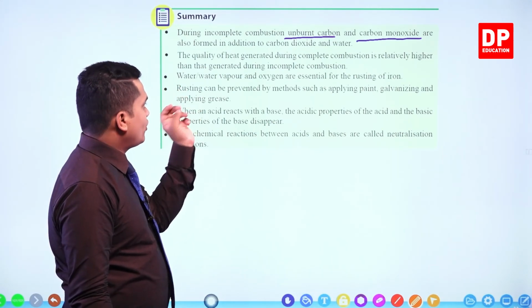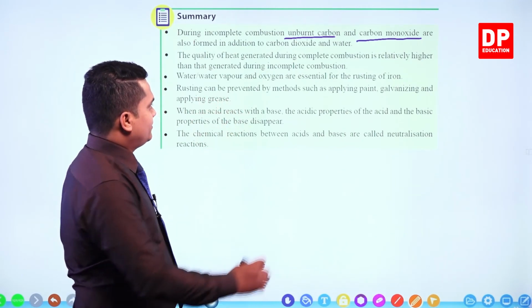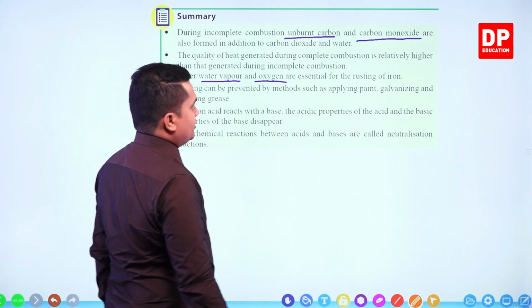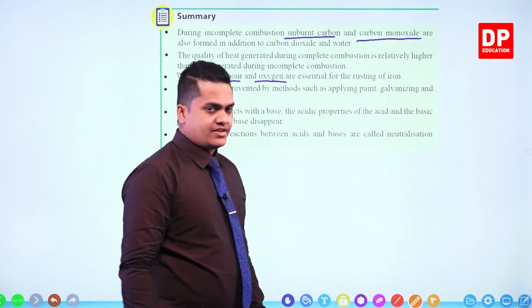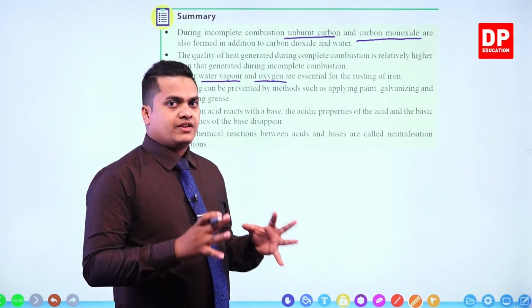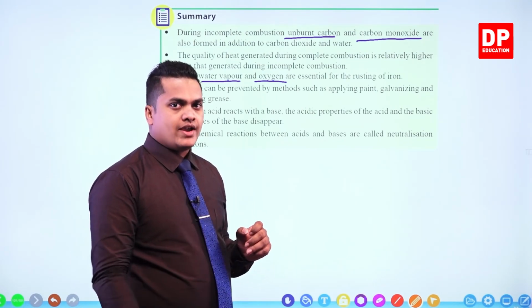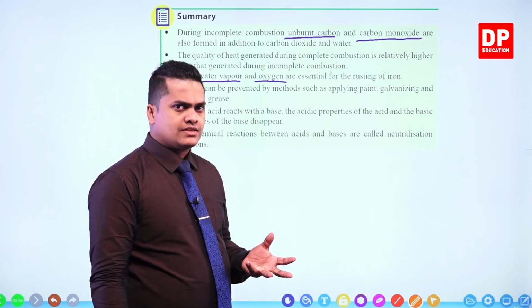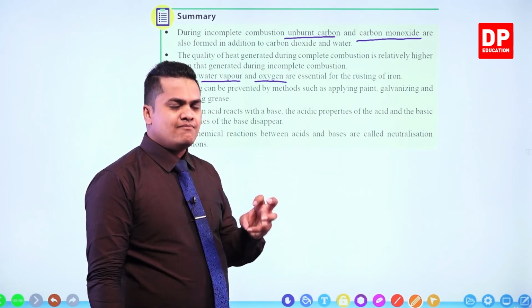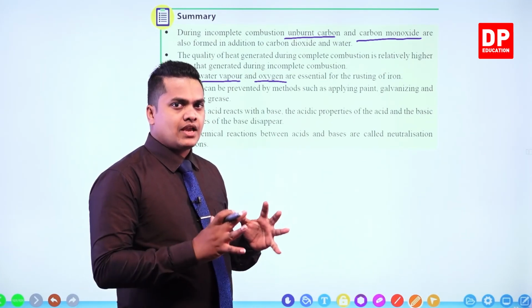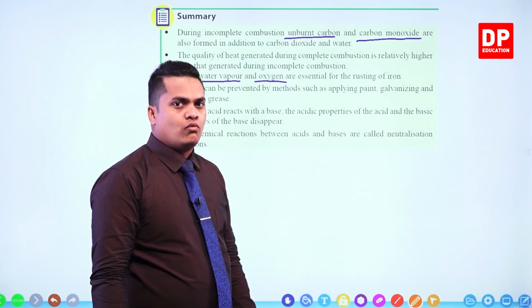Water or water vapor and oxygen. So water vapor and oxygen are the essential factors for the rusting of iron. After that we discussed the rusting of iron. For the rusting of iron or the tarnishing of metals, the most important factors were oxygen gas and water vapor or water.